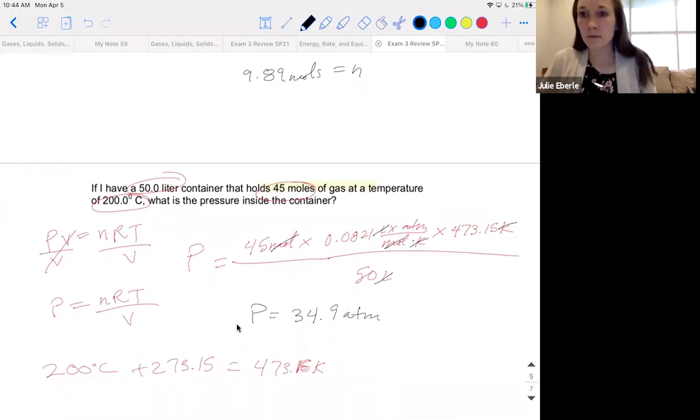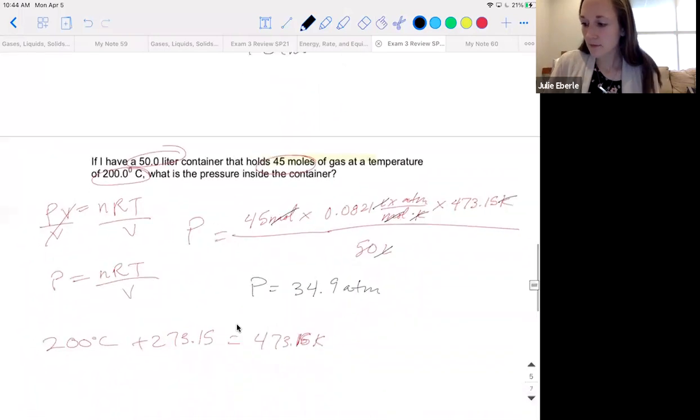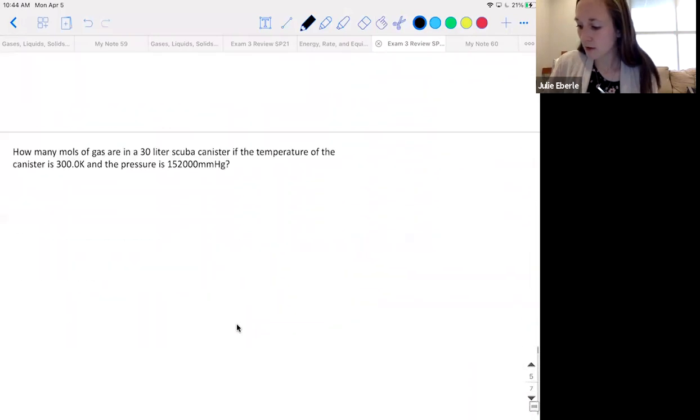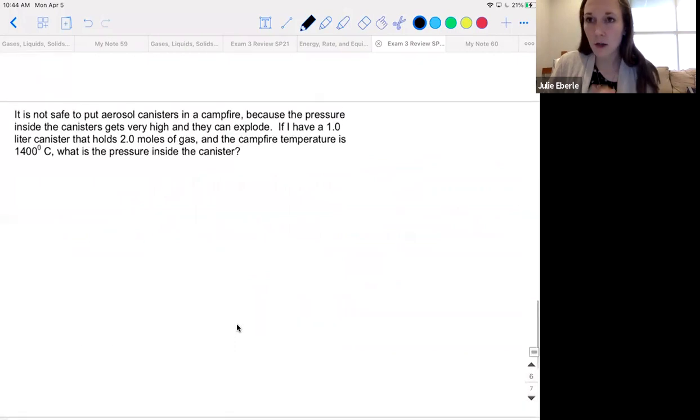Okay, how much do I got left? I got 2 problems left. That's it, because we're already at 10:44. So we'll work these last 2, and then if anybody has any questions, we're getting close to time.